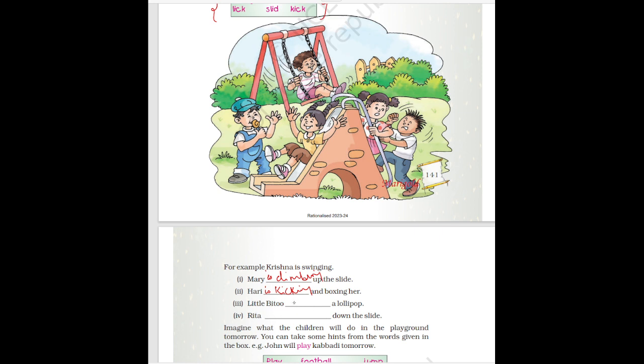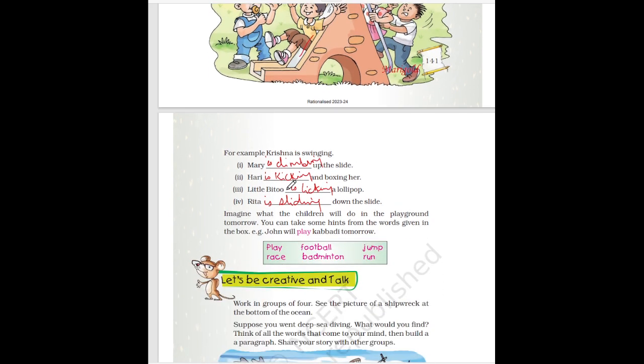Little Bittu is licking, L-I-C-K-I-N-G, licking lollipop. This boy is licking a lollipop with his tongue. Then Rita is sliding down, S-L-I-D-I-N-G, sliding down the slide. She is coming down the slide. So she is sliding down the slide.